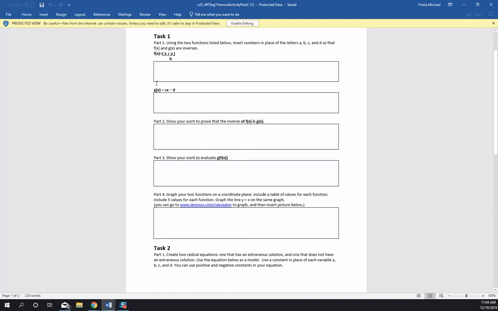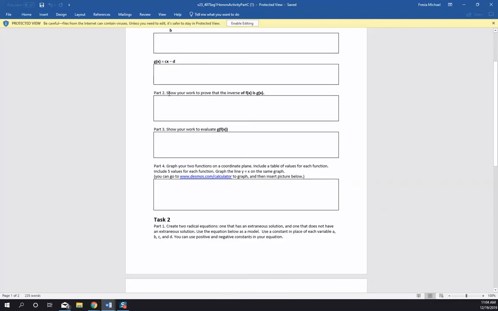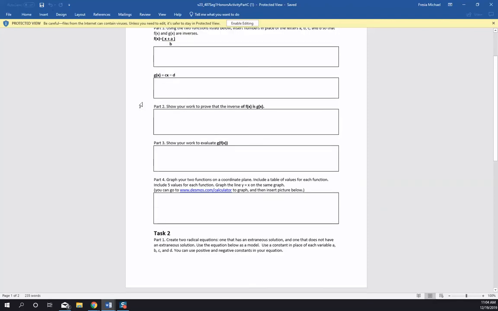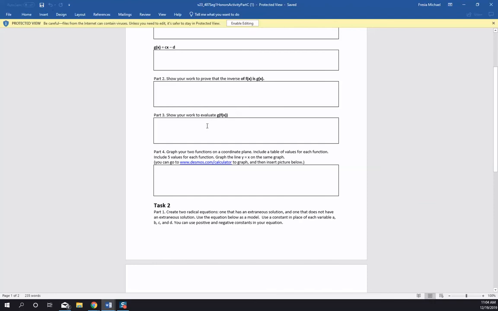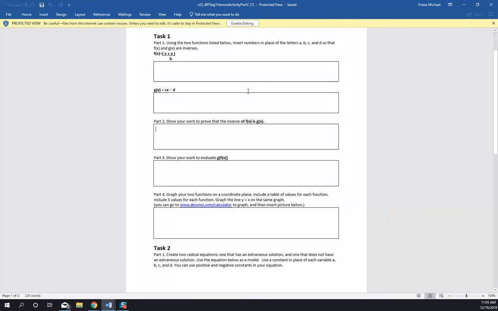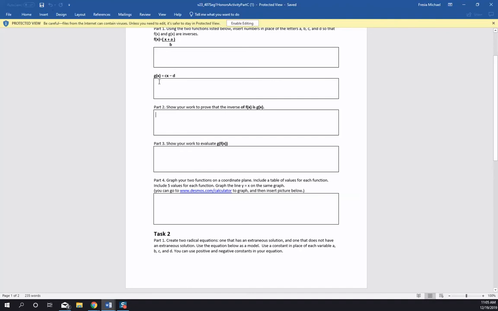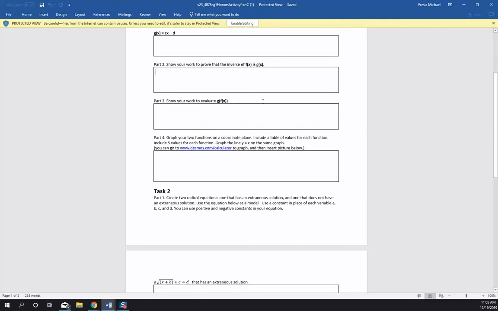Okay? So you're going to do that for task 1, and then for the prove, to show your work that they're inverses, take your first function and stick it inside for x of your second function, do the math and work it out. You should be able to show all that work right here in part 3. When you do the work to prove that they're inverses, you should come up with a certain answer.